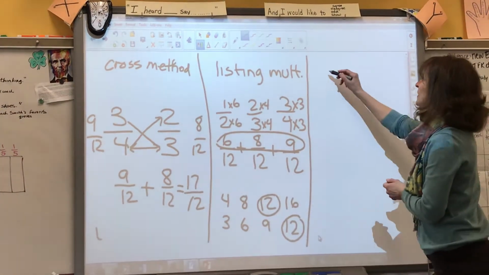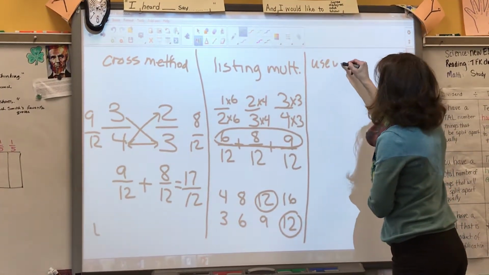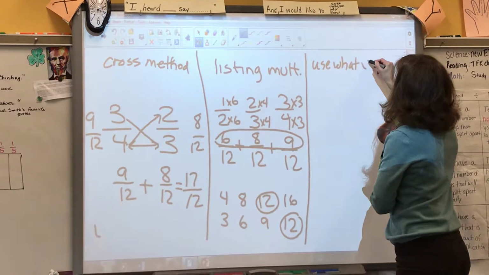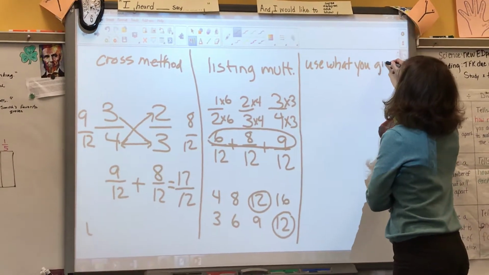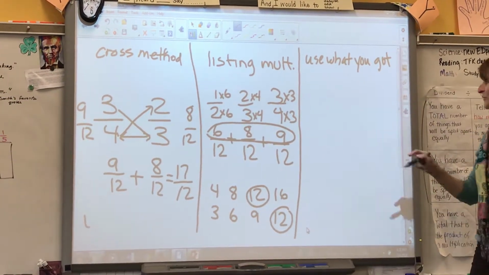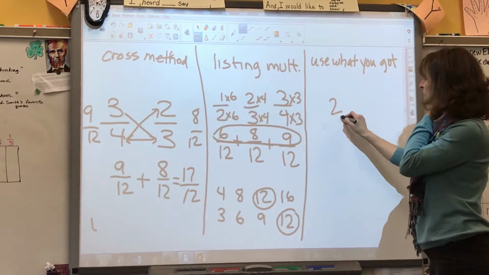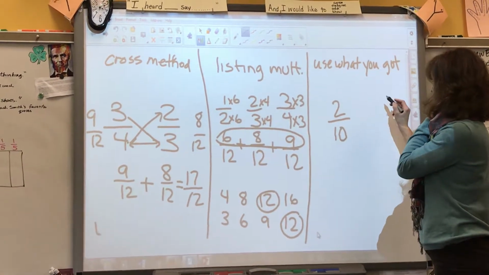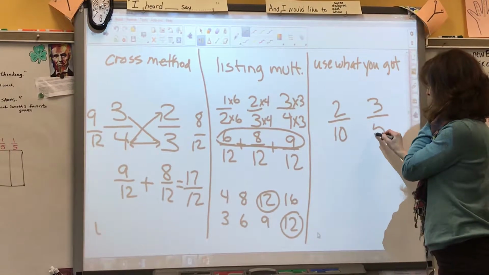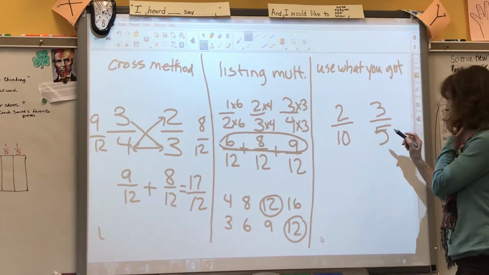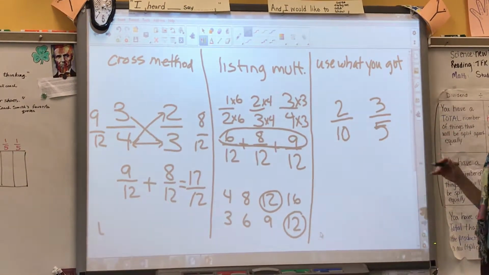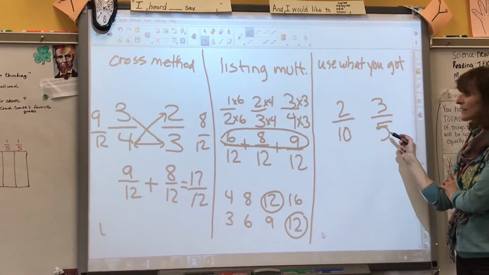The last method I call use what you got. That might not be good grammar, but it's just kind of my funny name for it. So let's say you have 2 tenths and 3/5. And I tell them, if you're really thinking about multiplication and multiplication facts, just take a second to investigate.